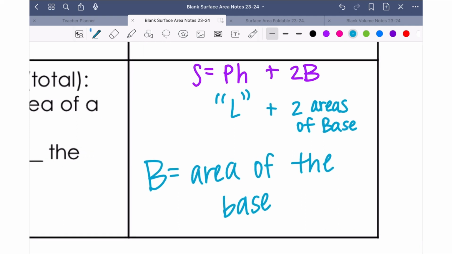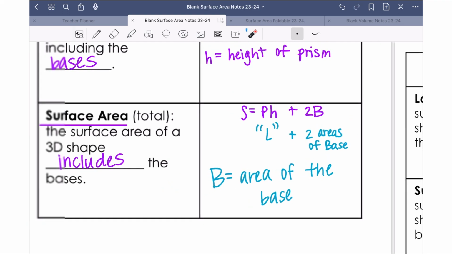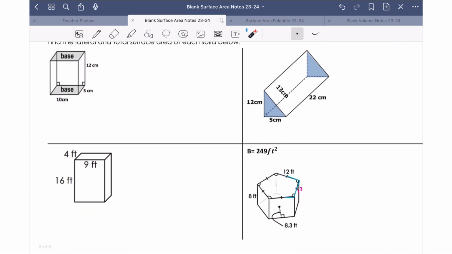Okay? Please write this down so you don't forget, because it's very important when we start doing these problems, okay? So it's your lateral area, perimeter times height, plus two areas of your base. And so that's why I said the base is the most important thing in these prisms, because it's part of all of this, the perimeter, and the areas of the base, okay? So let's start with the first one.